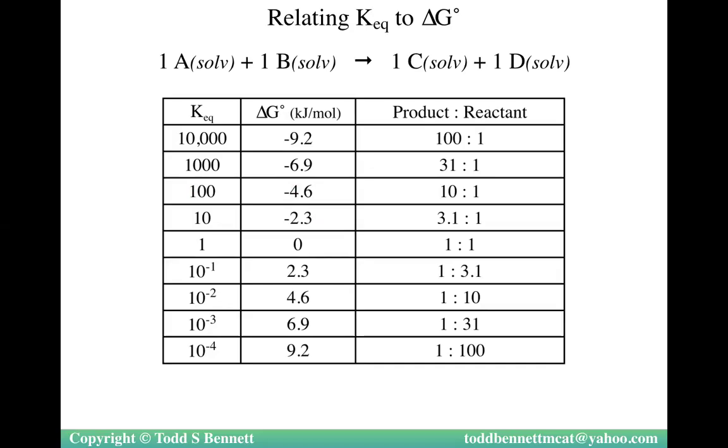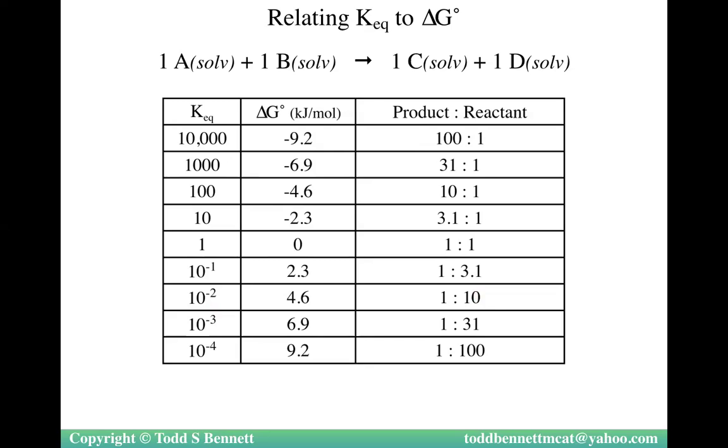So it ends up that it goes up by about 2.3 because e to the 2.3 is 10. So this hopefully makes some sort of sense. K equilibrium is greater than 1, so it favors products. K equilibrium is less than 1, so it favors reactants.